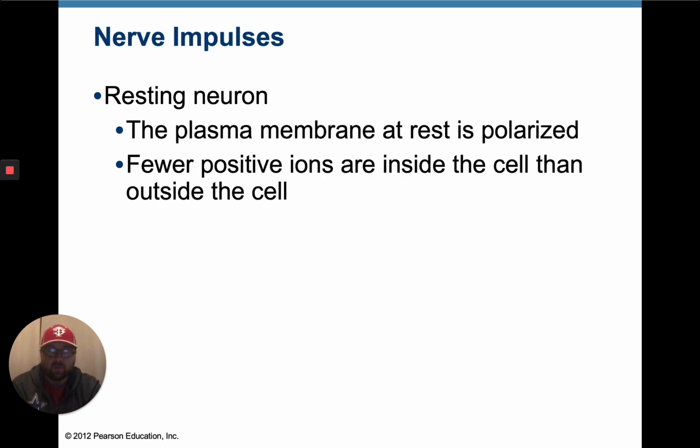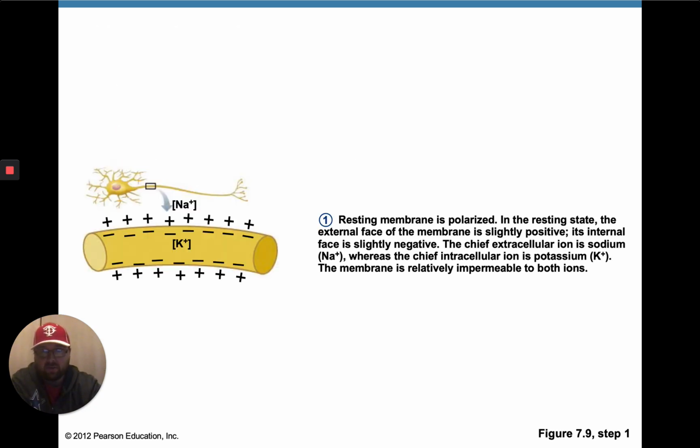Okay, so what we're going to start out with is what we call a resting neuron. And the plasma membrane of our neuron at rest is polarized. And if you think back to a water cell, polarized means that we have an end that's positive and an end that's negative. And as it turns out, we have fewer positive ions inside the cell than outside the cell. So what that means is it's slightly positive outside and slightly negative inside our cell membrane. So that gives us a polarized environment. And that's where our neurons are. They're not conducting an electrical impulse.